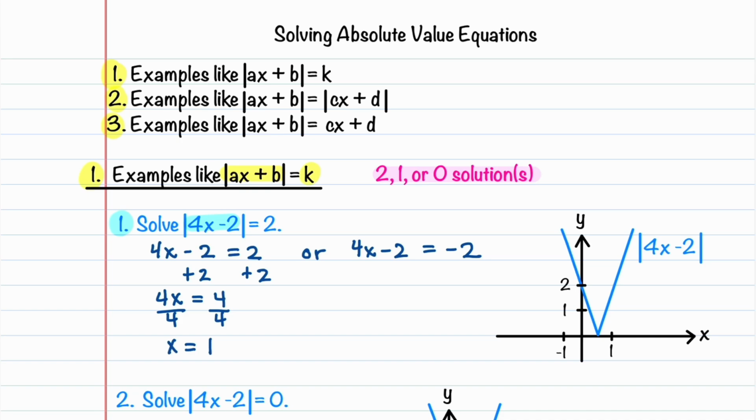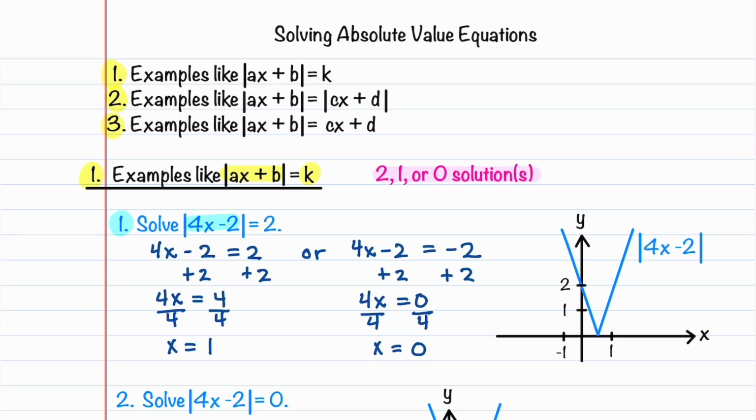Let's now work on our right-hand equation. We're going to do the same thing. We're going to solve for x. So we're going to add 2 to both sides. This gives us 4x is equal to 0. Then we divide each side by 4, and we end up with the solution x is equal to 0.